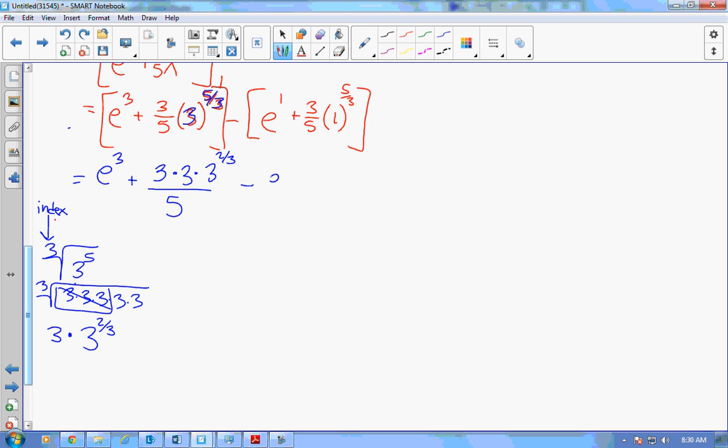Minus e to the first. Minus, now this one's nice, because 1 to any exponent other than 0. Well, 1 to the 0 power is also just 1, right? 3/5 times 1, which is just 3/5. Turns out we have some like terms. What's like terms? Are the e's like terms? Yeah, the fractions are like terms.